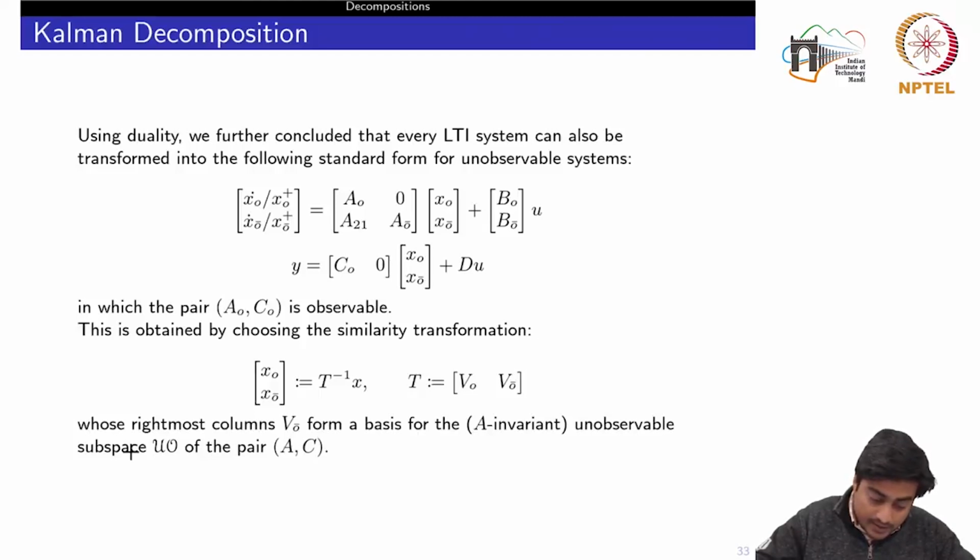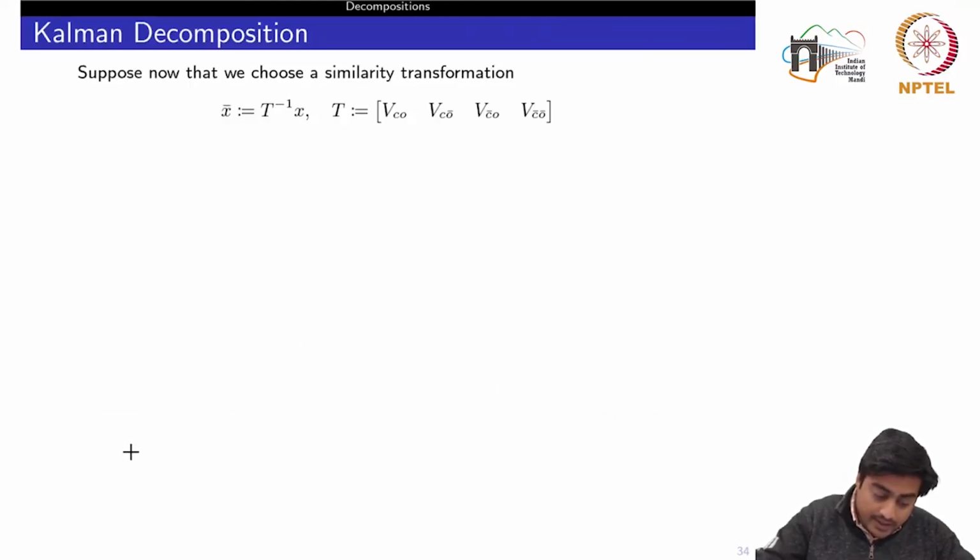Now if I concatenate these two vectors, the controllable and observable, and unobservable, I can also write this T matrix as VCO, VCO bar, VC bar O and VC bar O bar. Okay, we will see quickly the significance of denoting this by CO and the bars.